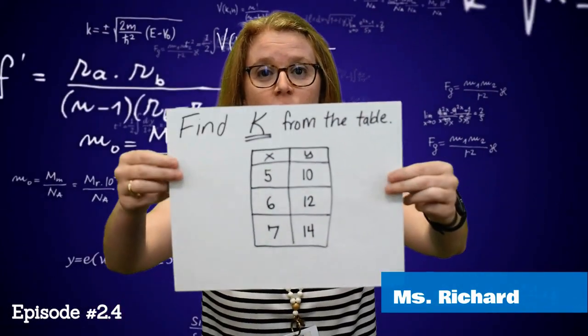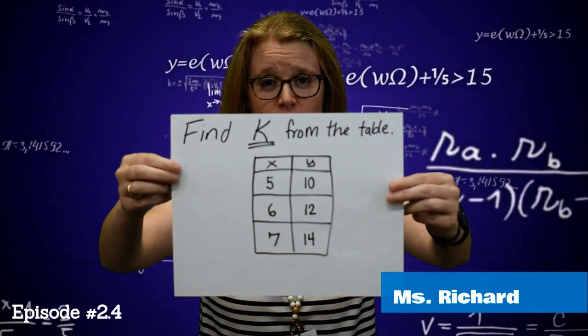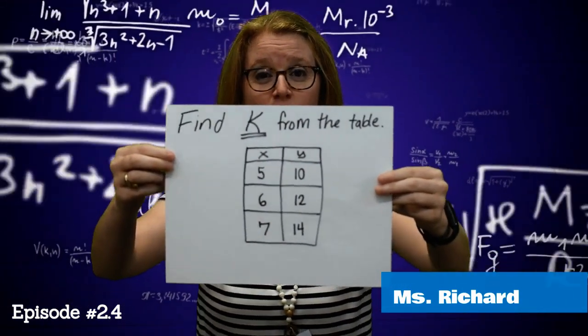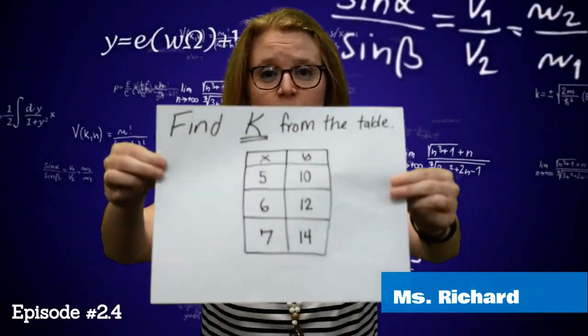Now, using that, I need you to tell me what is the K from this table. Remember, you have got to show work to receive credit. I'll be walking around with a skeleton or an apple, just depends.